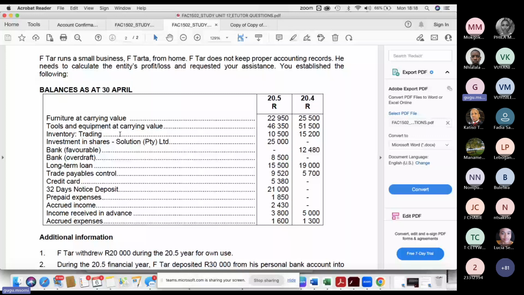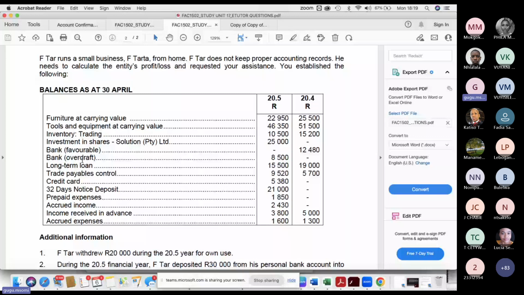He's got investment in shares. It's also an asset, it would be a long-term asset. And then he's got bank accounts. He's got a favorable bank account, which means that's money in his account, like the money that he has. And then a bank overdraft is where he owes the bank, he's used the bank's money, so that's money owed. That would be a liability as an example.